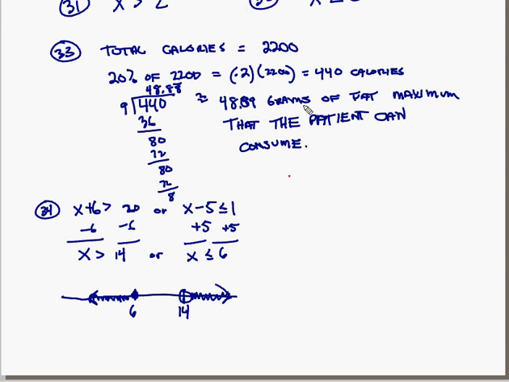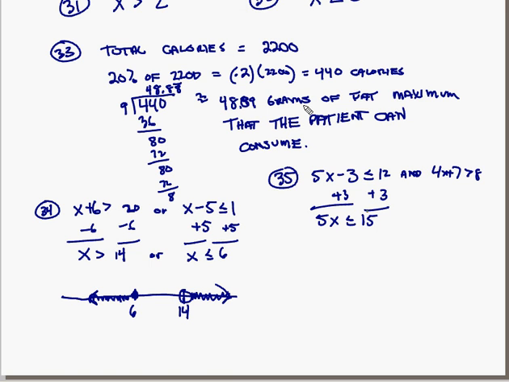Number 35, here I have 5x minus 3 is less than or equal to 12, and 4x plus 7 is greater than 8. Solving the left one first, I'm going to add 3 to both sides of the inequality, which gives me 5x is less than or equal to 15. Then I'll divide both sides by 5, and I get x is less than or equal to 3.